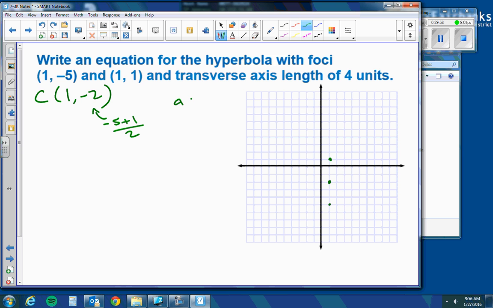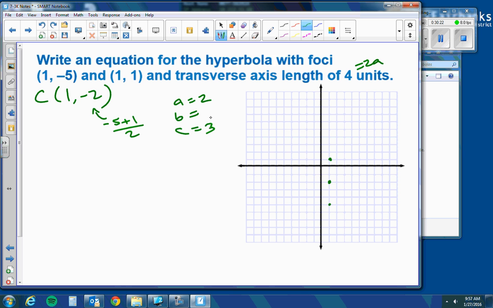By the way, we need to figure out these distances. These foci, we just figured, are 3 away from the center. So that means which one of these is 3? C. C stands for the distance from the center to the focus, so we know C is 3 now. The transverse axis is from vertex to vertex, so it's 2a in length, so a is 2.